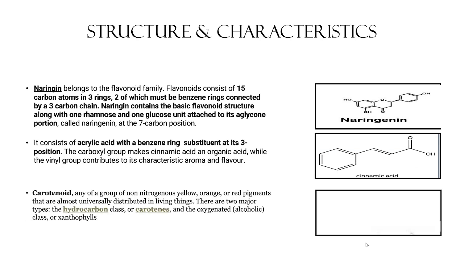Another type of functional compound is cinnamic acid. It consists of acrylic acid with a benzene ring substituent at its third position. And the other type of functional compound, which is also a pigment compound, is carotenoids. There are basically two major types of carotenoid, the hydrocarbon class or carotenes and the oxygenated alcoholic class or xanthophylls.